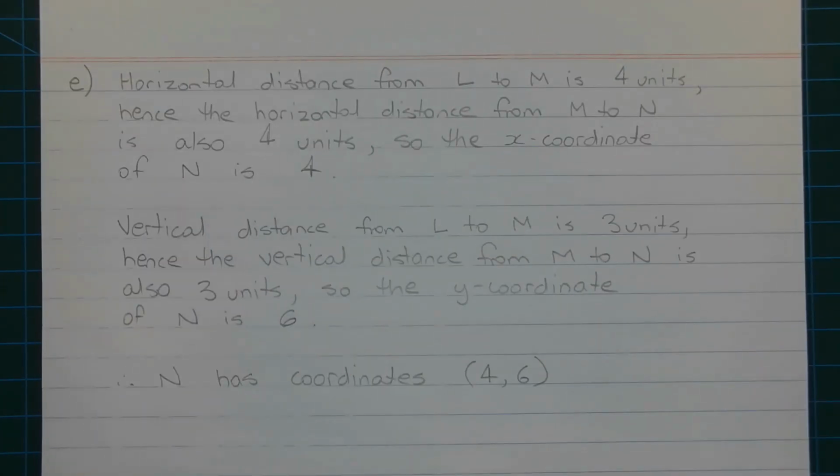And I've written the explanation here. The horizontal distance from L to M is 4 units, hence the horizontal distance from M to N is also 4 units. So the x-coordinate of N is 4. The vertical distance from L to M is 3 units, hence the vertical distance from M to N is also 3 units. So the y-coordinate of N is 6. Therefore, N has coordinates (4, 6).